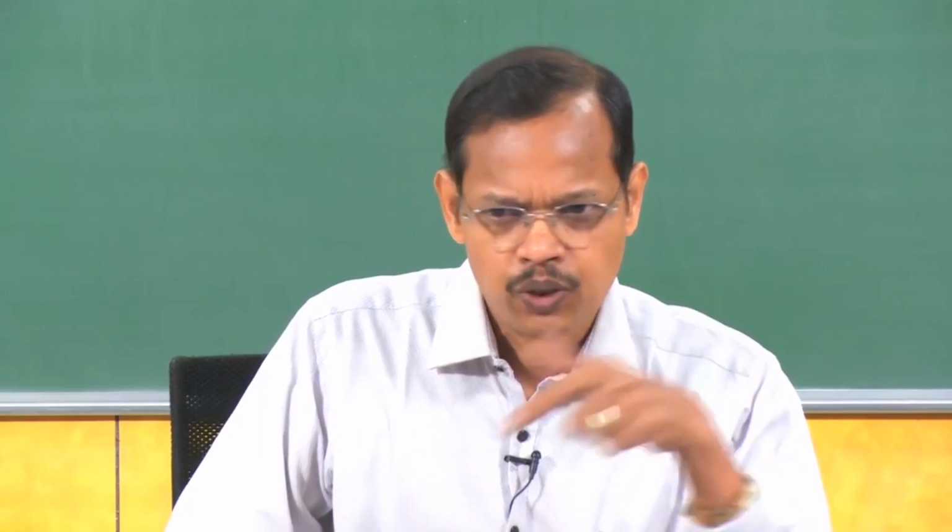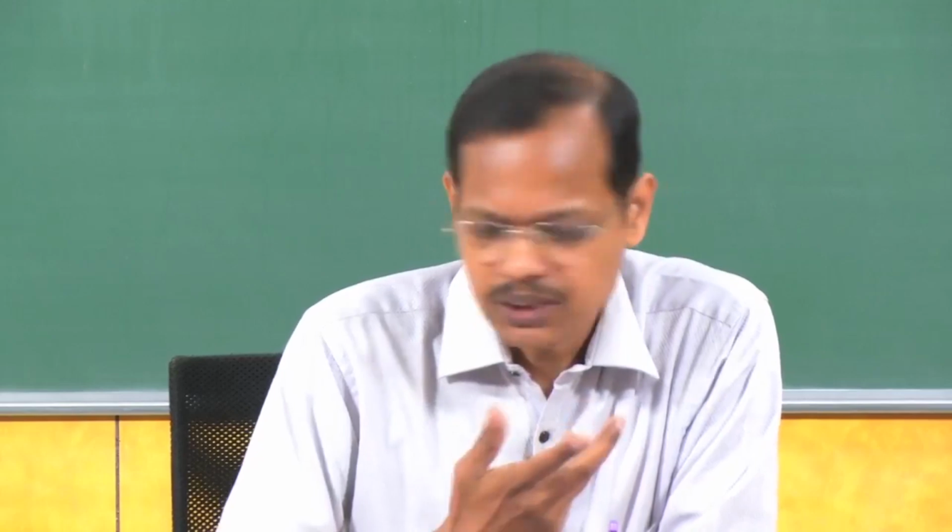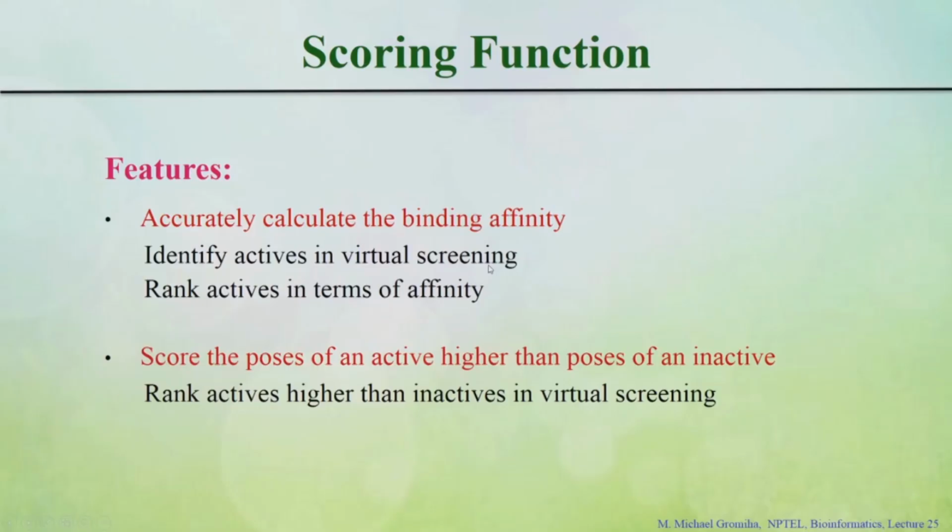Fine. So, this is one aspect. What are the two major aspects in docking? One is sampling and the other is the scoring function. What is the meaning of scoring function? What information can you get from the scoring function? Among the different binding poses, which one is the best? The best one, right. It should accurately calculate the binding affinity.